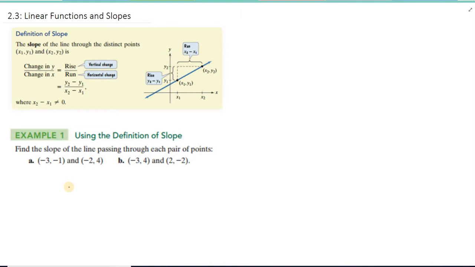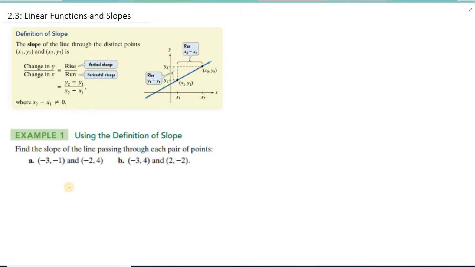Hello guys, today we're going to study 2.3 linear functions and slopes. Example 1, we have using the definition of slope. Perhaps you can pause this video and take a look at the definition. So I'm just going to go ahead and start solving this.